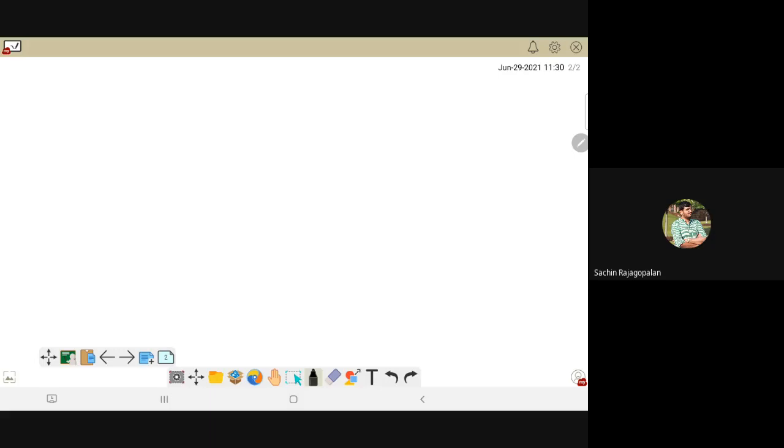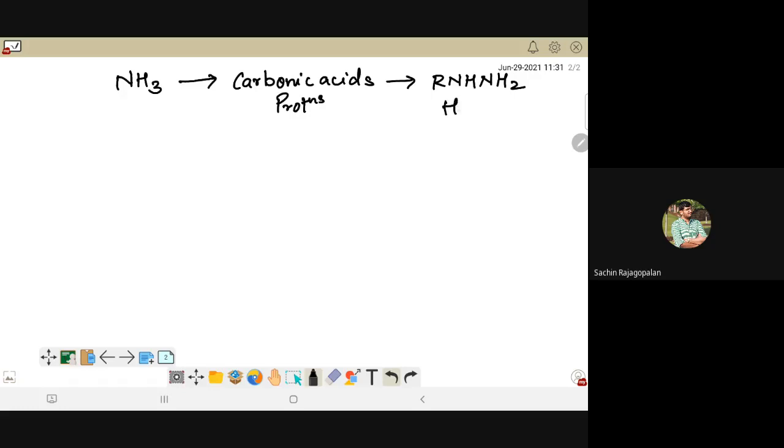So let me tell you that the ammonia that is released is going to interact with a few carbonic acids which are there in the system, which are produced due to metabolism of the organism. Not just carbonic acid, even maybe with some proteinaceous components present in the yeast extract, it is going to form something called hydrazine. Now, this hydrazine has a lot of significance.